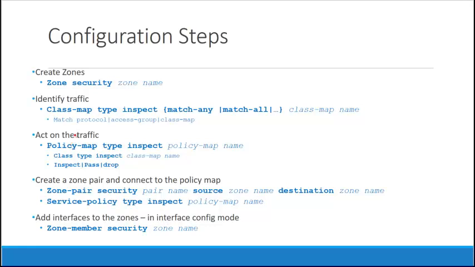We have to do something with the traffic, so we identify it, then we have to act on it. You'll do that with the policy map command. You'll create the zone pair, which is the traffic flow for the zones, how the traffic is going to flow amongst the zones, and you can have multiple zone pairs. And then lastly, you'll add interfaces to our zone. A zone is really just a collection of interfaces with similar functions. So we create our zones, we create the rules of each zone based upon identifying our traffic and acting on it, we create the flow of how things are going to flow between zones, and we add interfaces to those zones. So let's go ahead and look at the topology we're going to be working with.